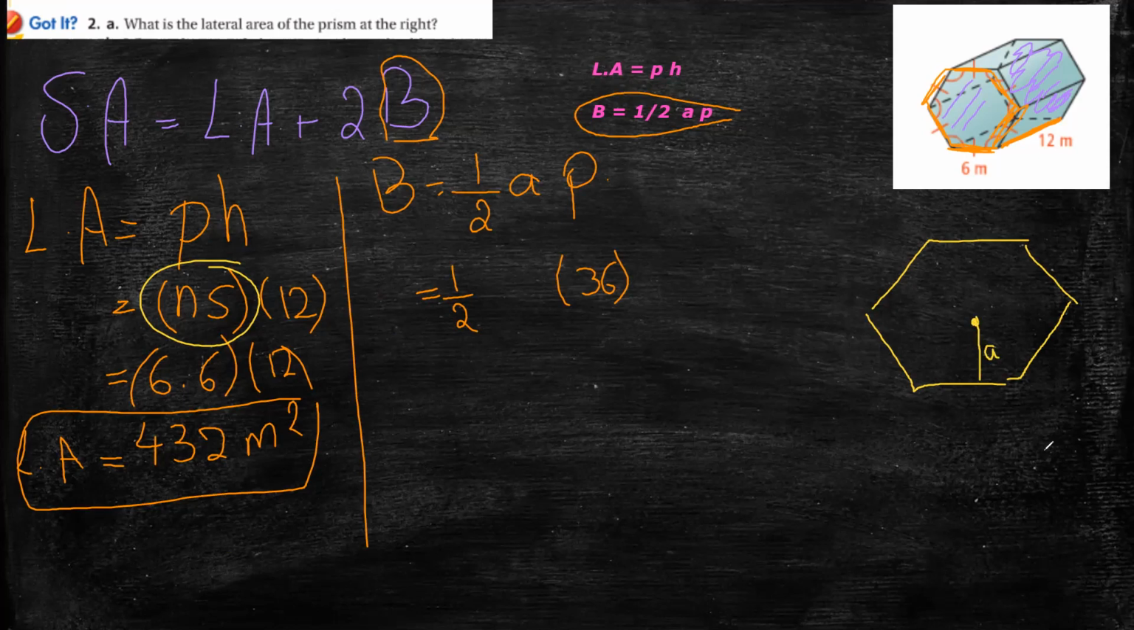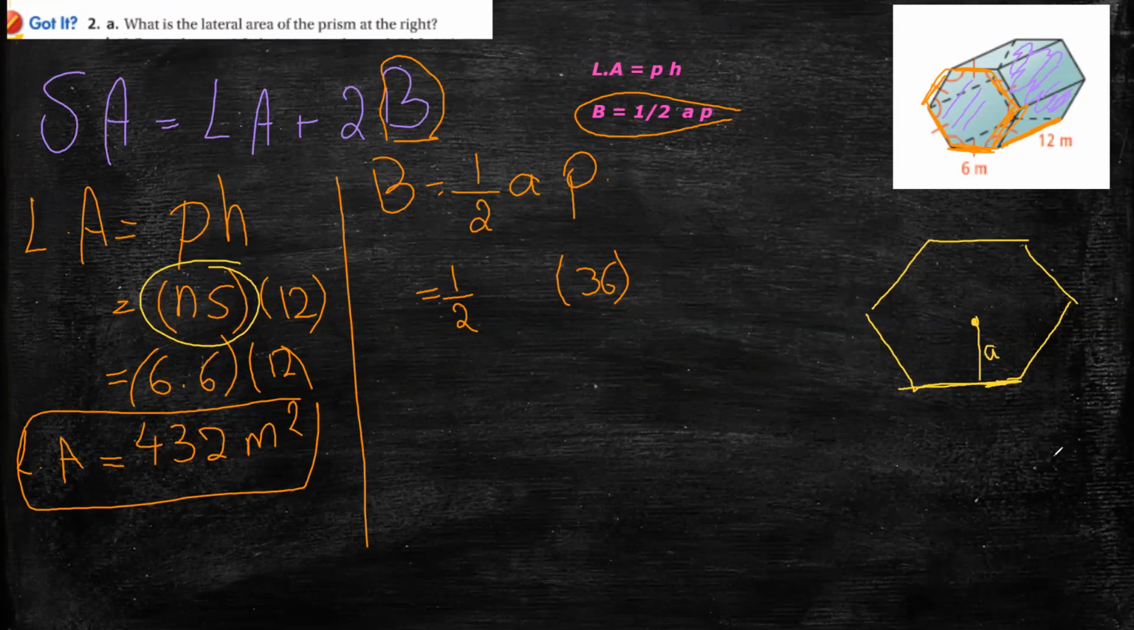Remember now, this apothem here is different than the altitude. Altitude is a height, the length of the height connecting the two bases. The apothem is a line segment perpendicular on any side in a hexagon. The apothem here, it's 3 square root of 3, right?